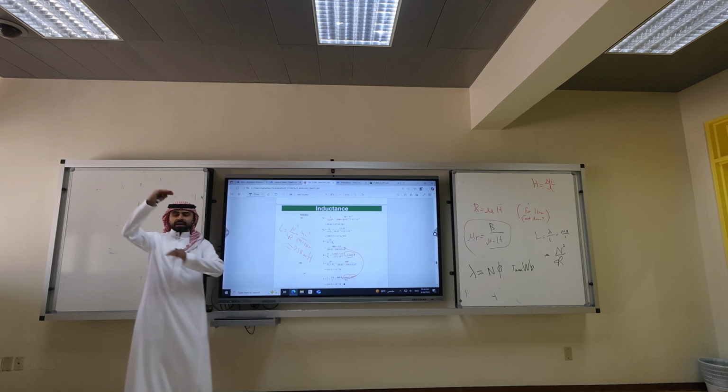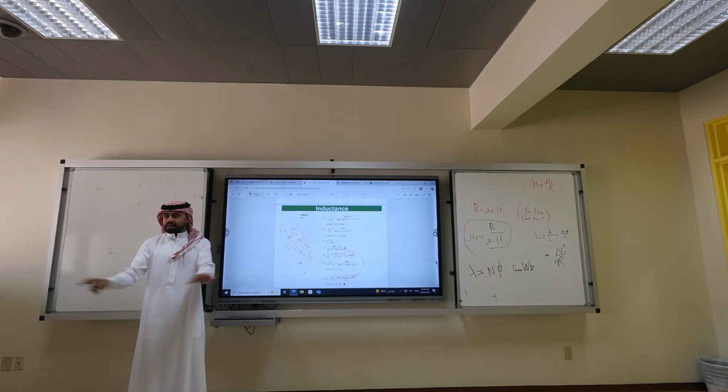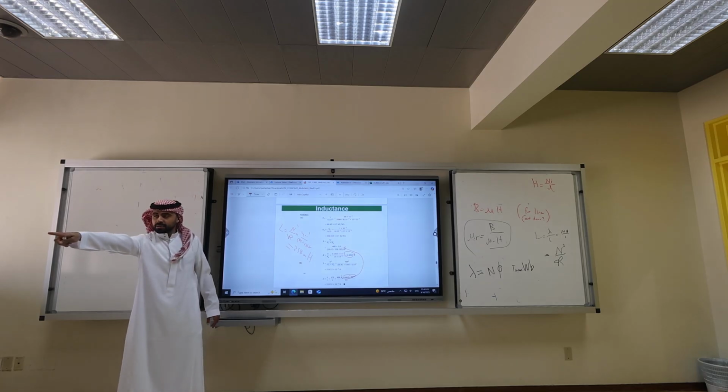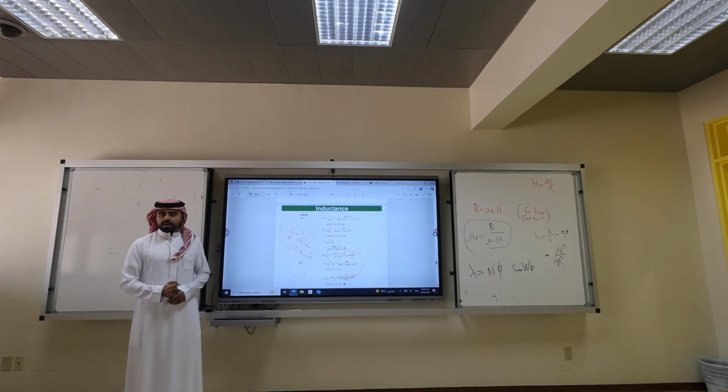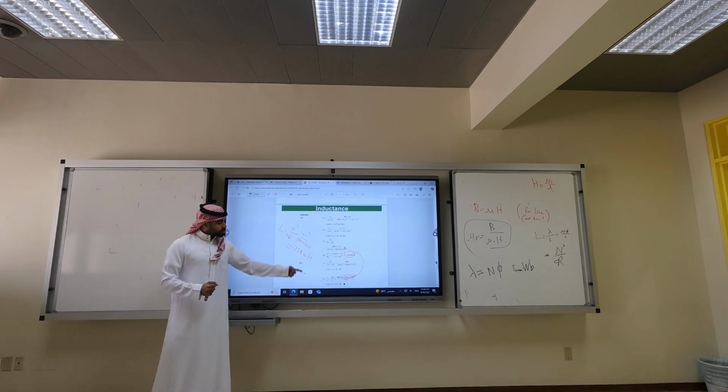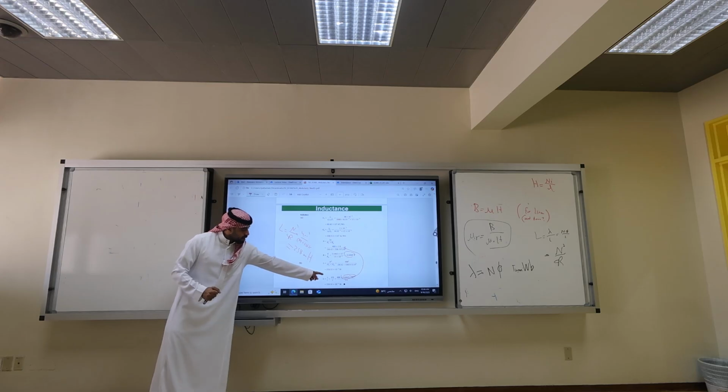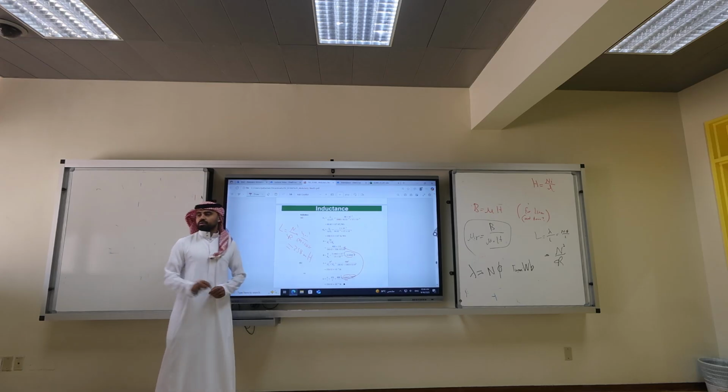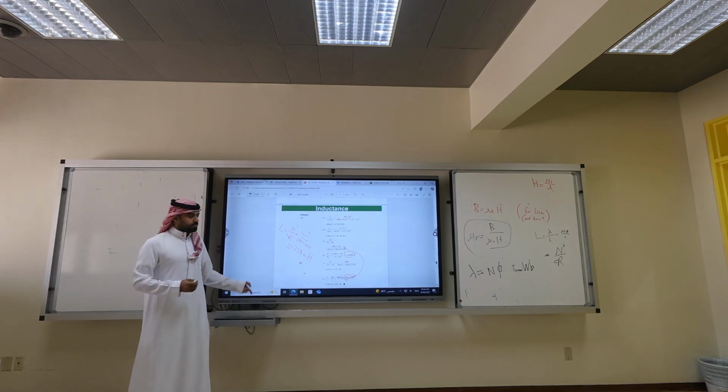So if I give you the magnetic circuit problem, you always expect the last part to ask about inductance. If you don't get this right, there is always hope to get it: N square over R or N times flux over I. Two formulas. Okay?